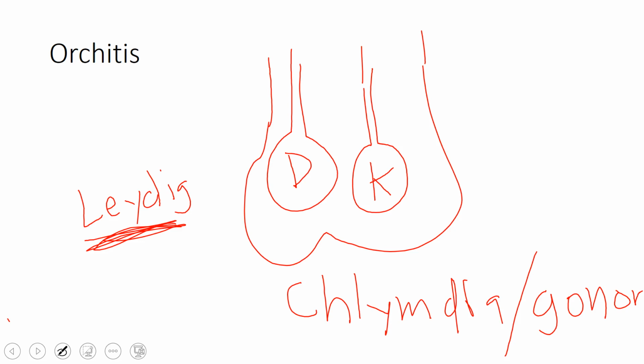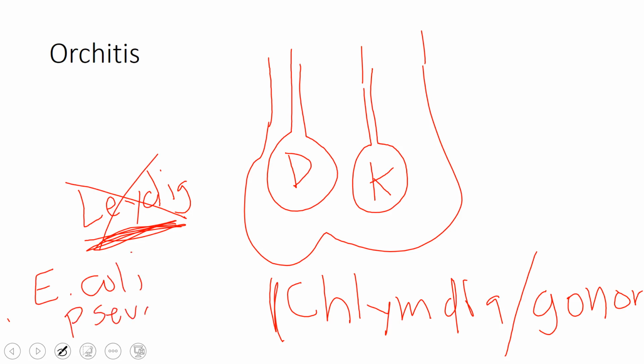If you're an older person, you're probably not as promiscuous, and so you're less likely to get infected with chlamydia or gonorrhea. So what are you going to get infected with that's going to cause your testicles to get all inflamed, to get orchitis? It's going to be E. coli and Pseudomonas infections, okay? So chlamydia and gonorrhea are for younger people over here, and over here is E. coli and Pseudomonas. Those are the likely culprits in older people.